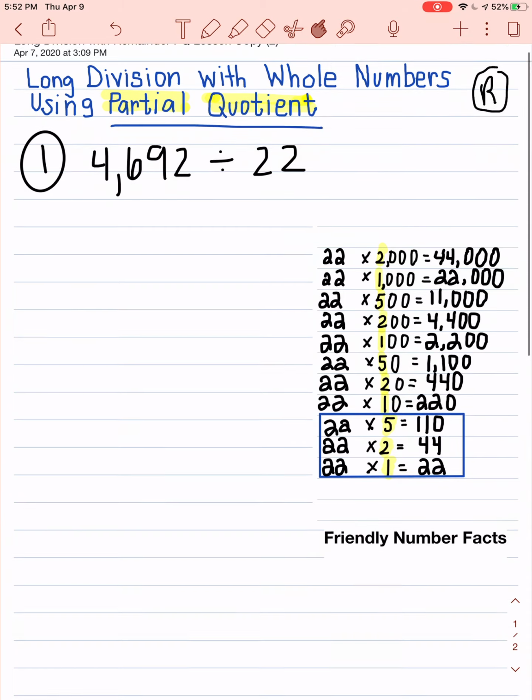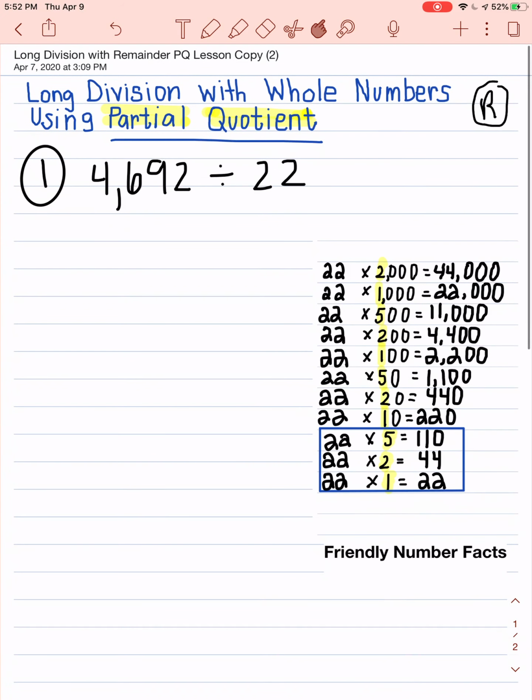So I already solved it. And I tell my kiddos that it's really easy for you to multiply numbers that end with 0, because all you have to do is worry about the whole numbers. So for example, this 22 times 10, all I have to worry about is 22 times 1, and you just add a 0 at the end. So 22 times 1 is 22, and you put that 0 at the end. So I already finished my friendly number facts over here on the right side. So let's go ahead and try to solve it.